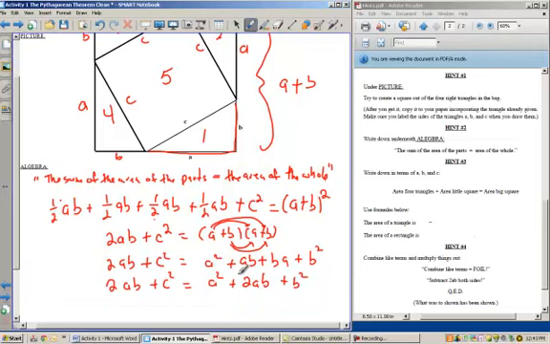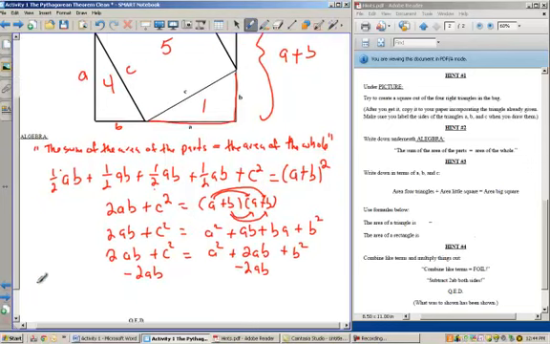And if I get stuck, now what do I do? It says right here, subtract 2AB from both sides. So minus 2AB from both sides. And I get my answer, which is what I was looking for. I have c squared on this side equals A squared plus B squared. So that's the Pythagorean theorem. A squared plus B squared equals c squared.